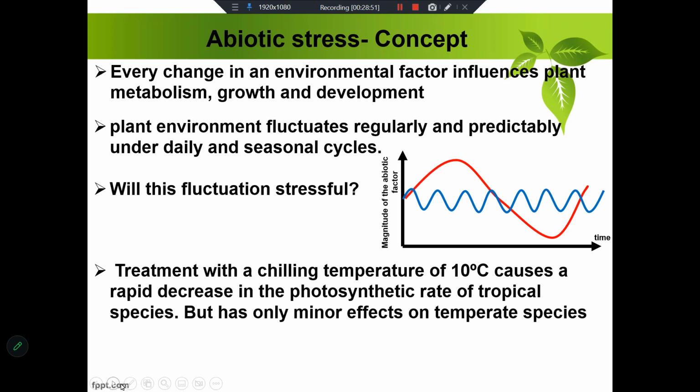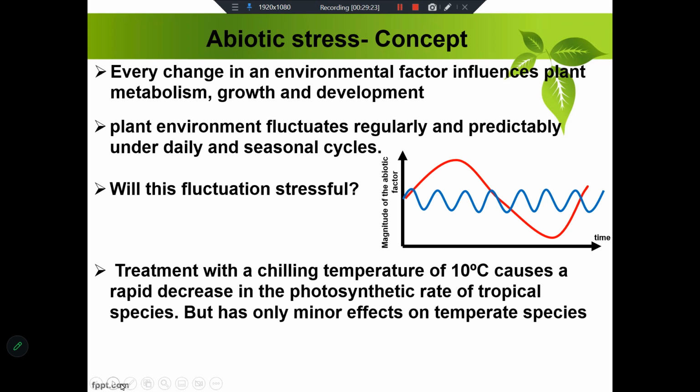Okay, we know that during the spring season and the fall season, the average temperature will be like 10 degrees centigrade in most of the temperate countries. So the plants will still be surviving. Okay, they will grow and they will develop under that temperature. So if they are growing and developing, it's not a negative impact, it is a positive thing. Okay, so it is not going to be a stressful condition for temperate plants.